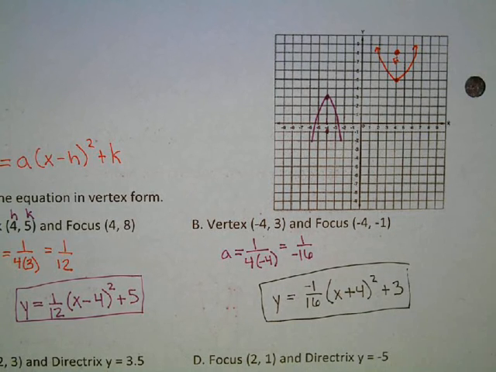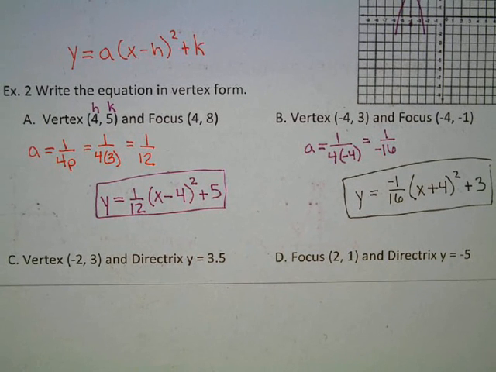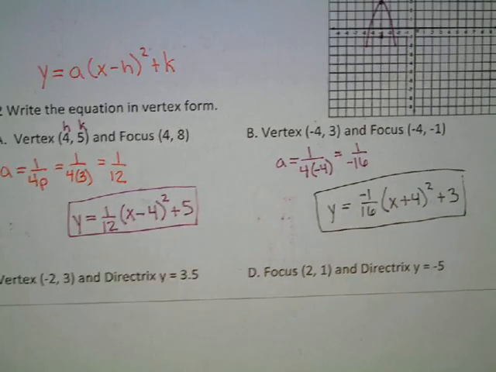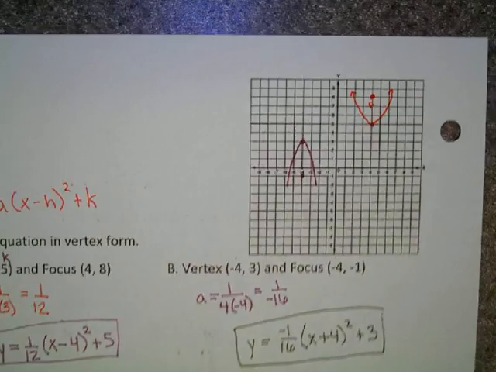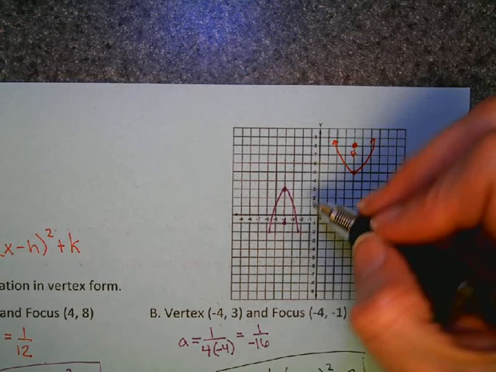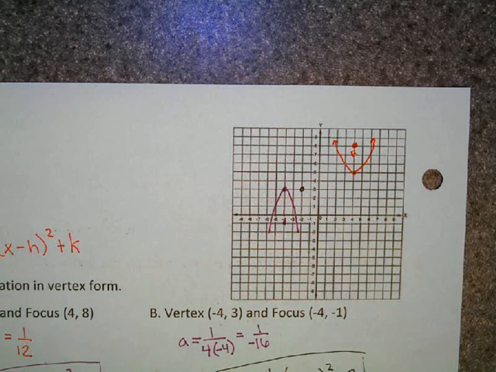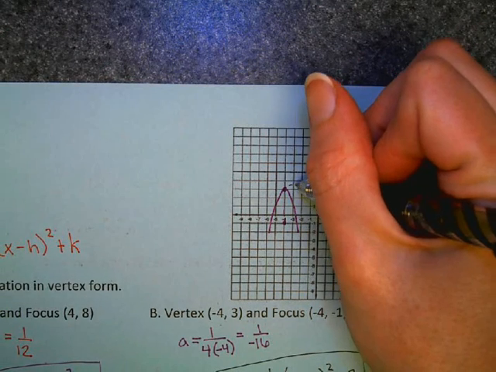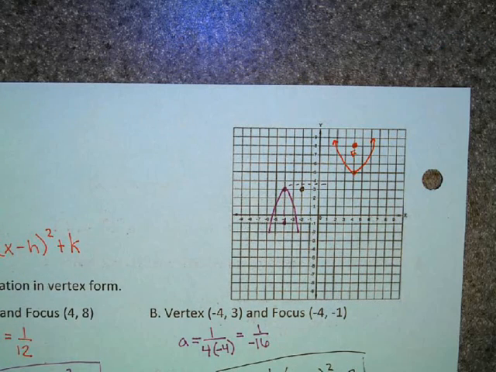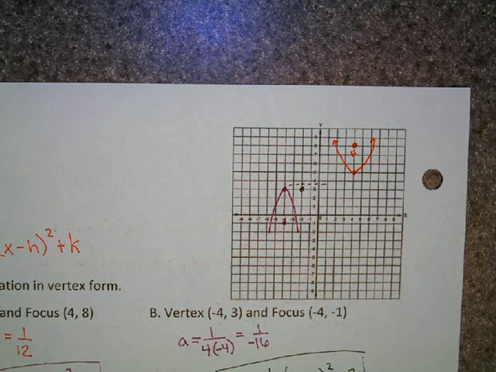Next one's a little bit different. Instead of giving you the vertex and the focus, I give you the vertex and the directrix. So, same idea. We have to figure out the p by counting. So let's graph these points. I have the point (-2, 3) right here. That's the vertex. And then we have a directrix that goes to 3.5. So I'm not going to draw the whole line, I'm just going to kind of give you a visual where that would be. So we have to figure out how far apart are the directrix and the vertex. Well, if this is 3 and this is 3.5, they are 0.5 apart.